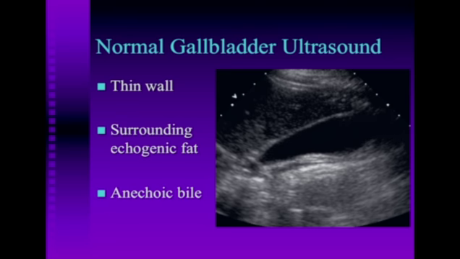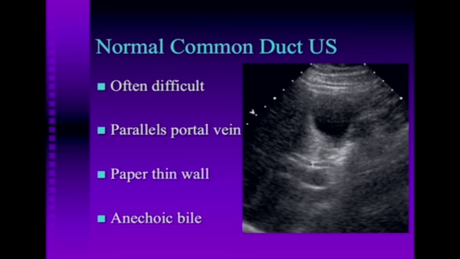The wall should be thin, you've got the normal echogenic surrounding fat, and the bile within is anechoic without layering debris or stones. For the common duct, it may be difficult to see the entirety of the length, but we can usually find a fairly good segment since it's pretty straight. You want to look in the region of the portal vein, often slightly superficial to that area. It'll have paper-thin walls and should be anechoic centrally due to the presence of bile.